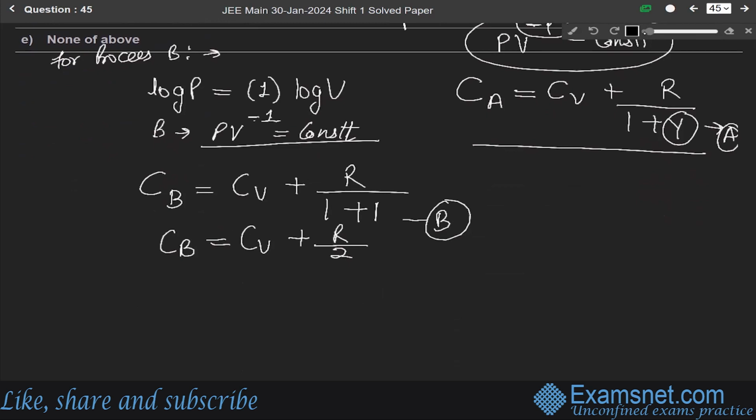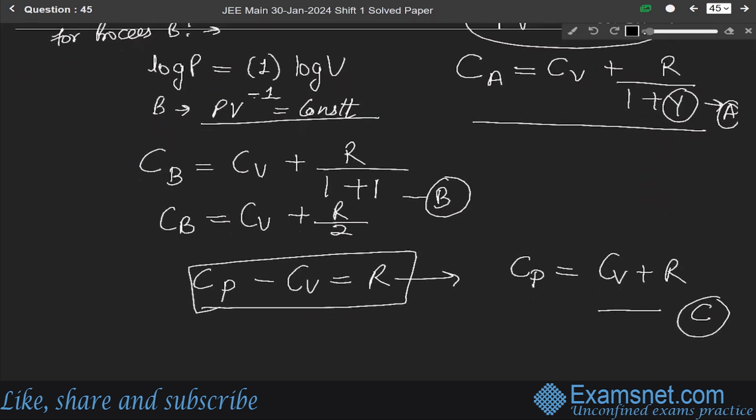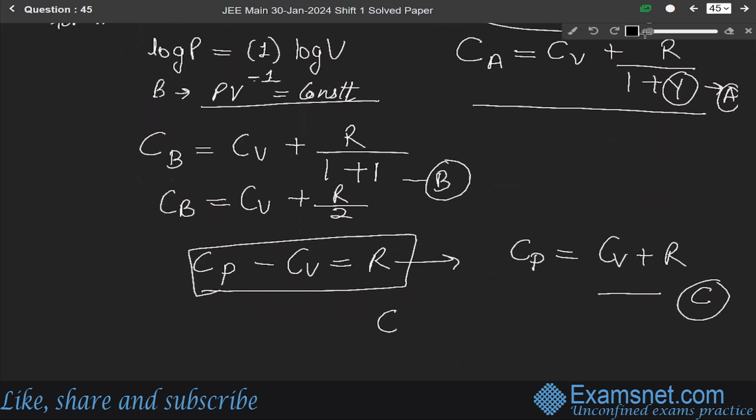And again, there is another equation, that is CP minus CV equals R, and we can write it as CP equals CV plus R. Let us say this is equation C. So from A, B, and C, we see that CP is greater than CB. This is R by 2, so it will be 0.5 R, and it is greater than CA.